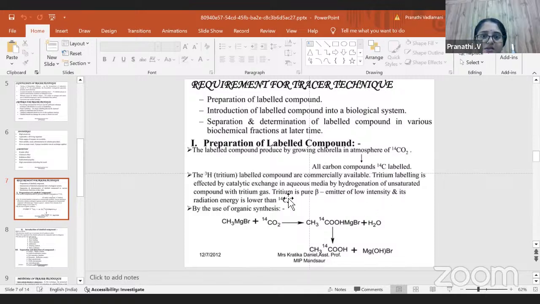Another 5 minutes, the class will be over. Please bear with me. So tritium is basically a beta emitter gas. So low intensity radiation energy is lower than that of the carbon.